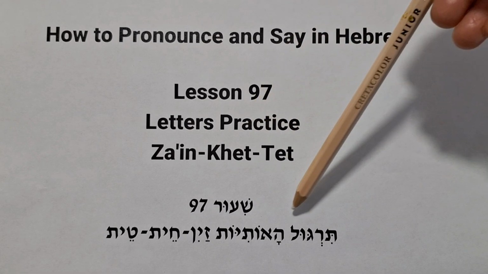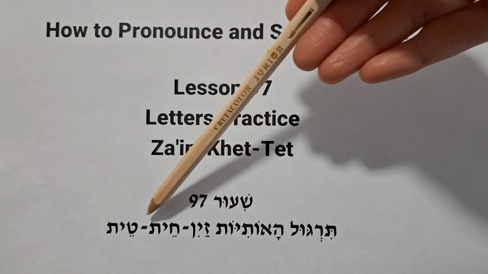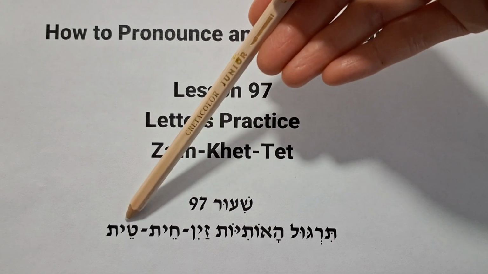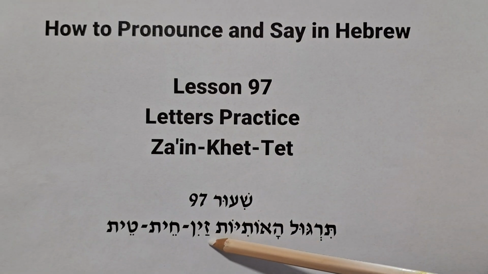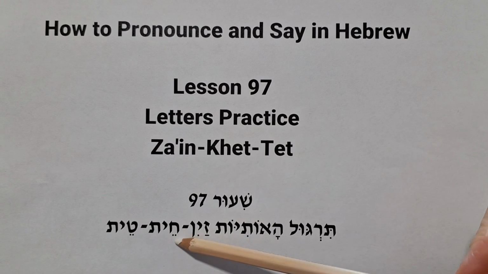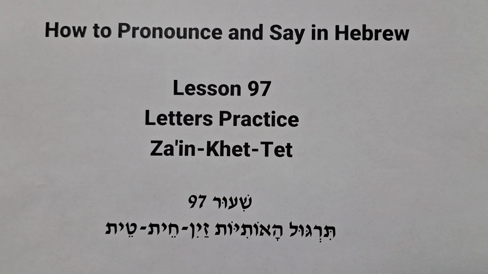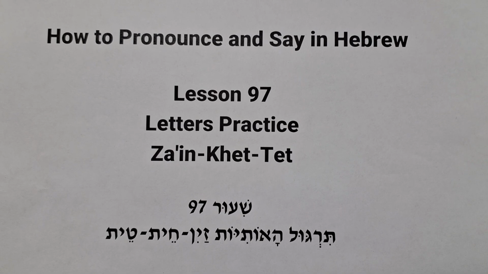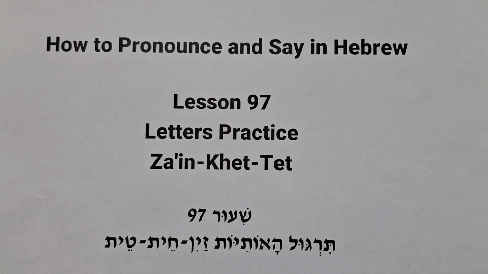So, תרגול אותיות, let us practice. Zain, this is Zain. Khet, this is Khet. And Tet, this is Tet. And as you see, this is Patach, Za. This is Tsere, Che. And this is also Tsere, Te. And I will put a link to my lesson about Nikud if you forgot, if you don't know. And let's start it.